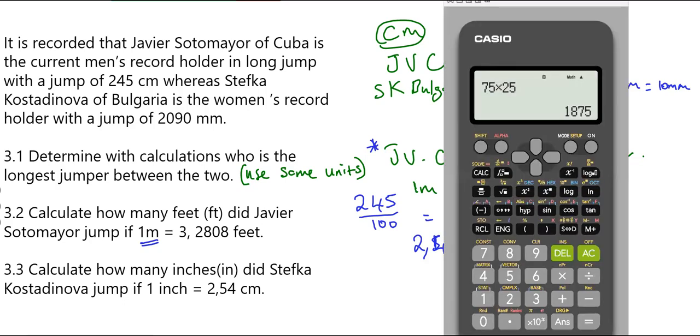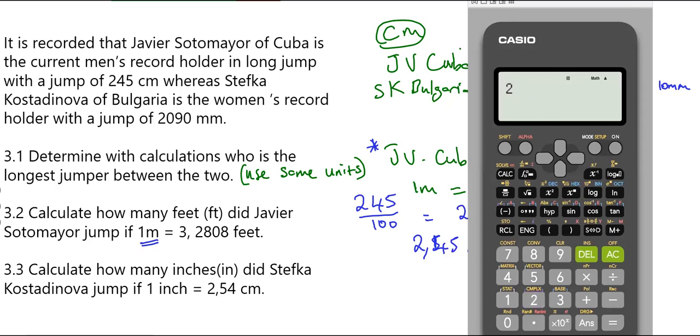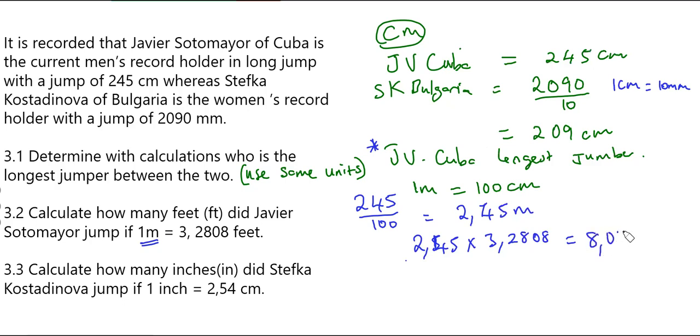What do we get there? We get 8,03796. You don't leave your answer like that. You need to round off to 2 decimals, 8,04 feet. Okay. That's what we have there.